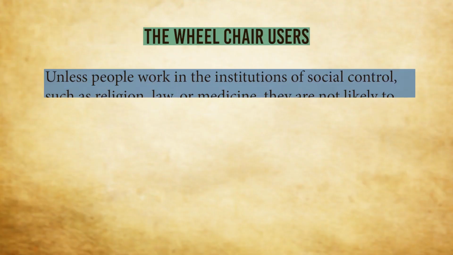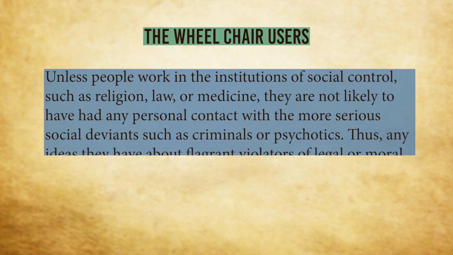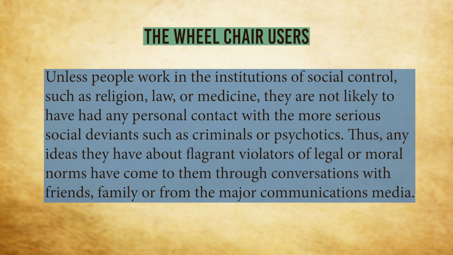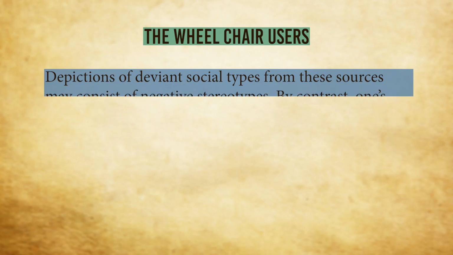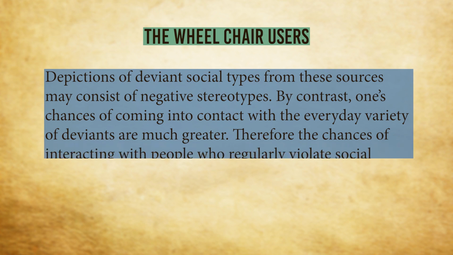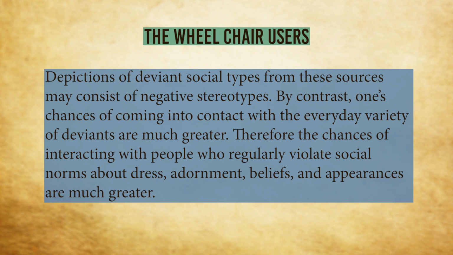Unless people work in the institutions of social control, such as religion, law, or medicine, they are not likely to have had any personal contact with more serious social deviants, such as criminals or psychotics. Thus, any ideas they have about flagrant violators of legal or moral norms have come to them through conversations with friends or family or from the major communications media. Depictions of deviant social types from these sources may consist of negative stereotypes. By contrast, one's chances of coming into contact with the everyday variety of deviance are much greater. Therefore, the chances of interacting with people who regularly violate social norms about dress, adornment, beliefs, and appearances are much greater.